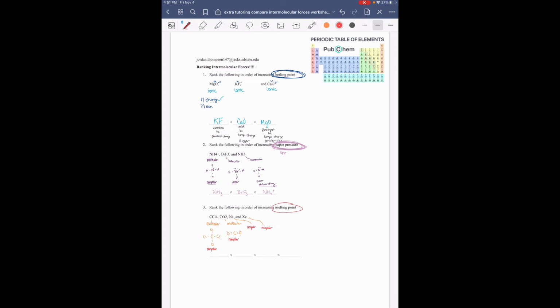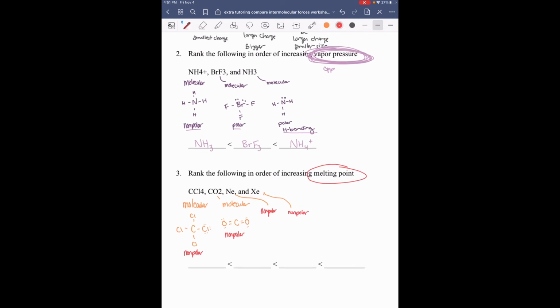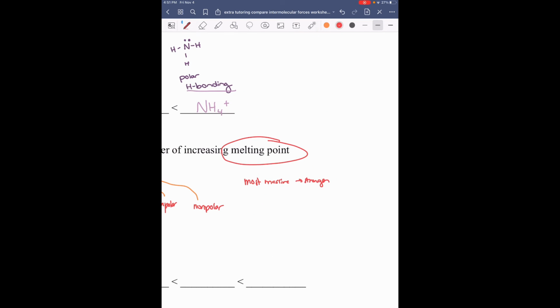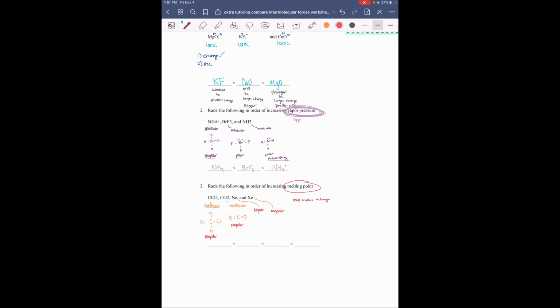So if you remember, how do we compare things that are all nonpolar? Whatever is the most massive is stronger. So we'd have to add up the molecular masses for these. I currently do not have that on me, so I'm going to have to look up a periodic table.